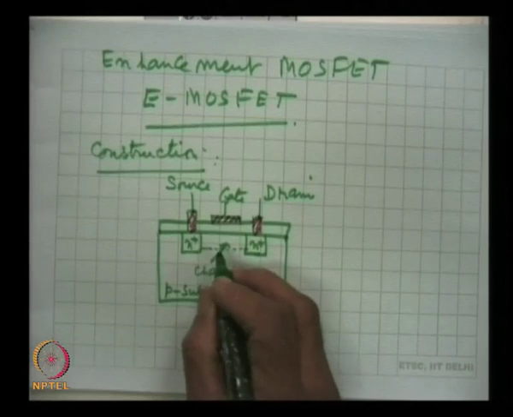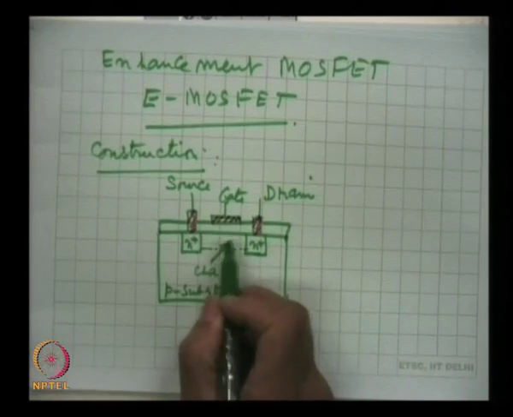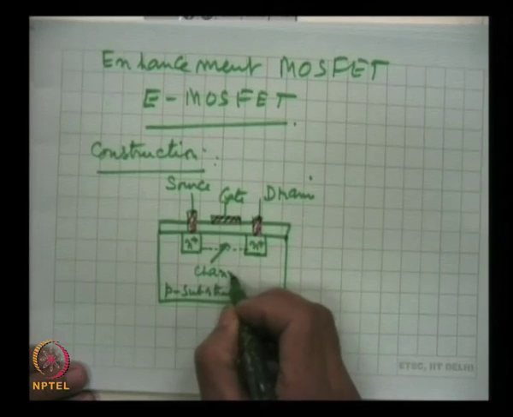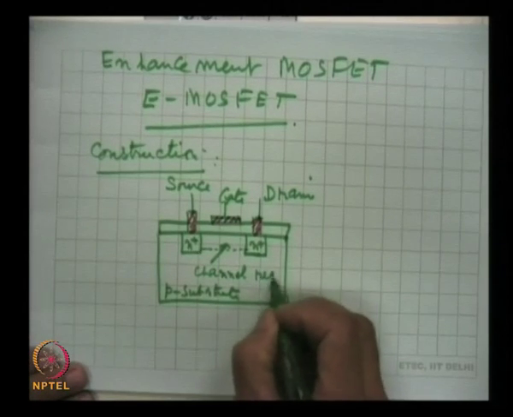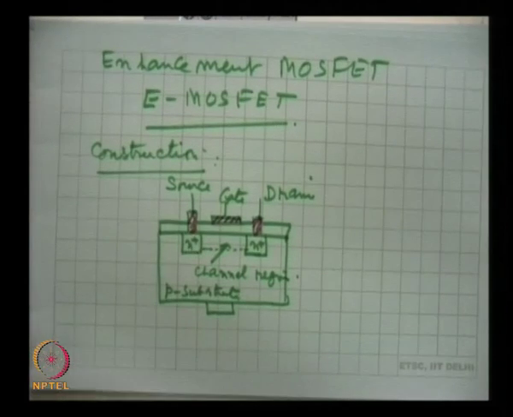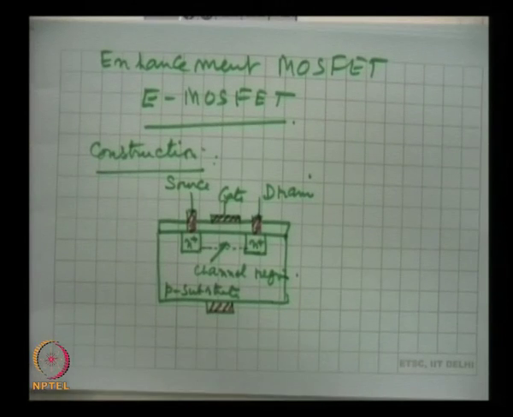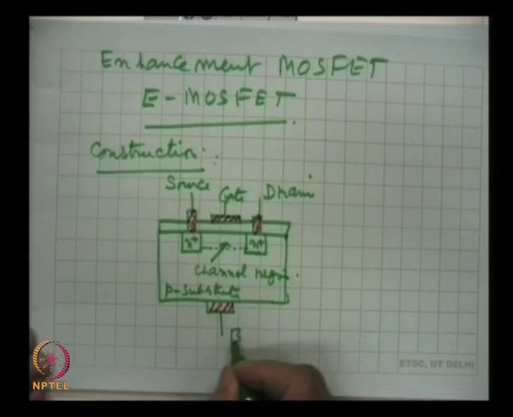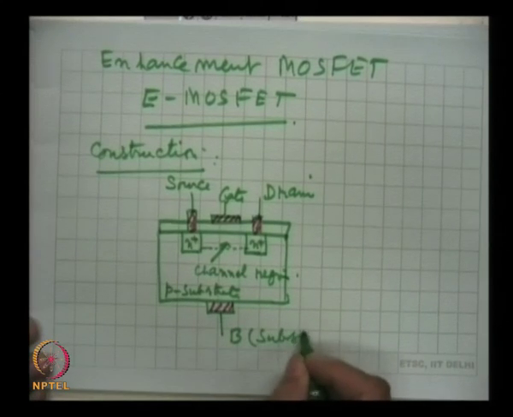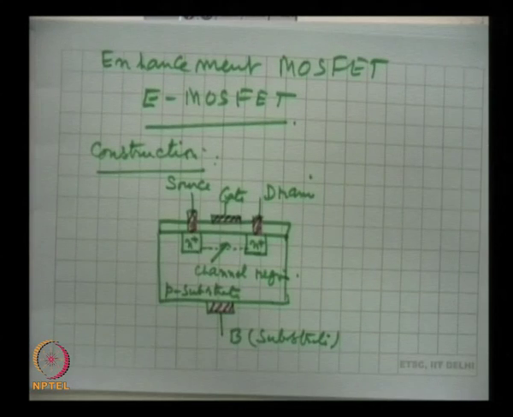A channel, we will just talk how the channel will be formed. It is formed in this region. So, this is channel region, and here is a substrate electrode. This is also metallized, and this is B, the substrate. This is the construction of enhancement MOSFET.